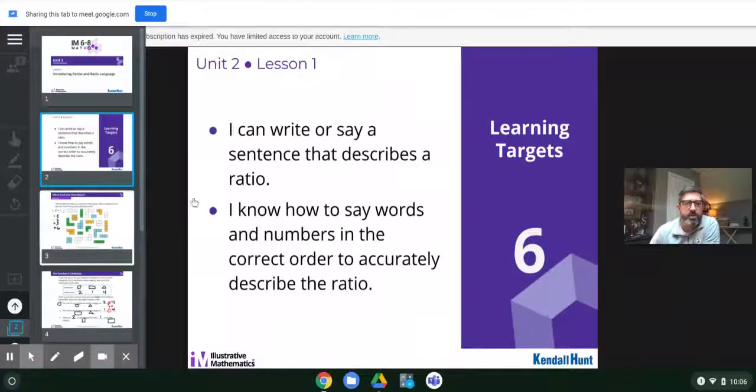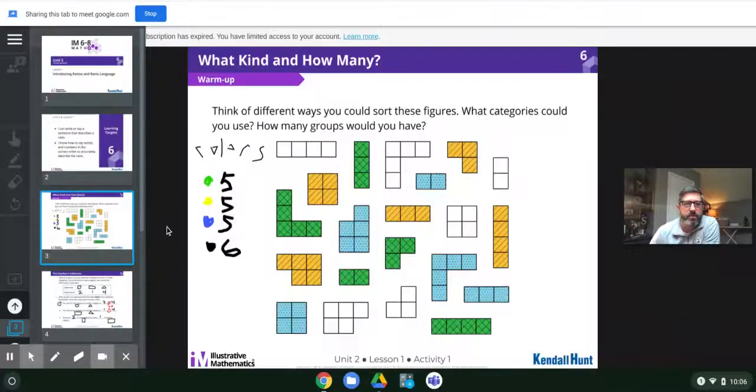So, we looked at this little graphic here and we were thinking about different ways that we could sort these figures and what categories we could use. And then we talked about how many groups of each category that we would have. If you'll notice, we can separate them into similar items in different ways. One way we talked about was separating them by color.